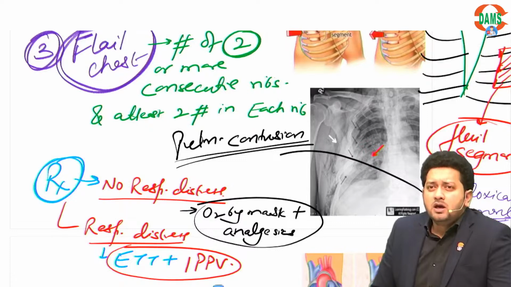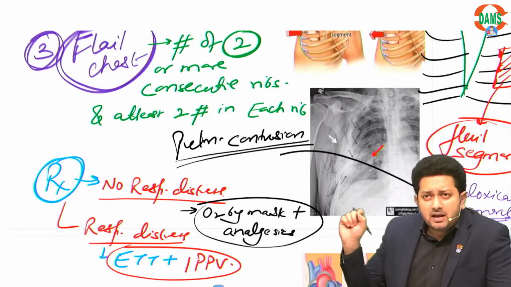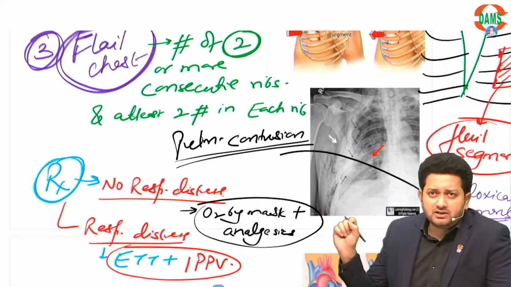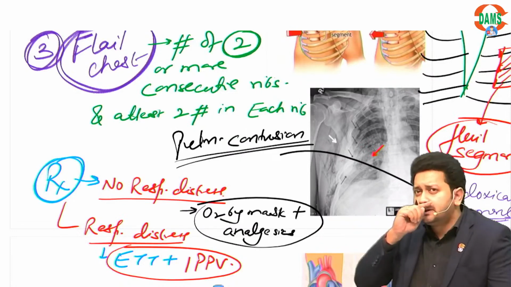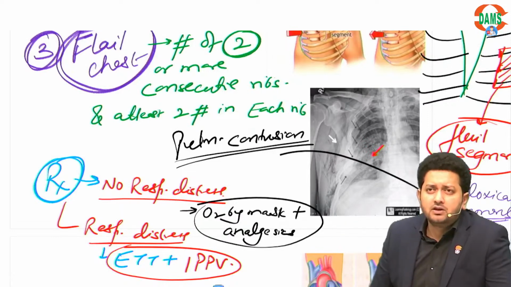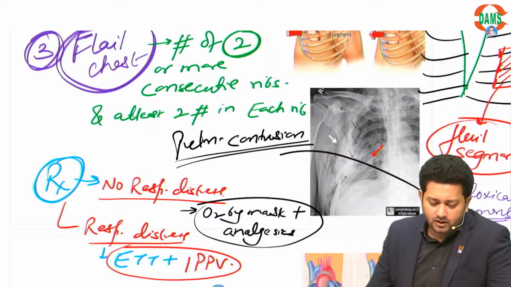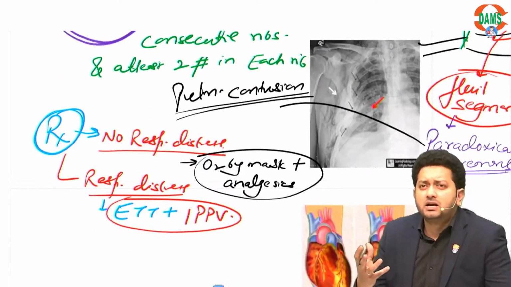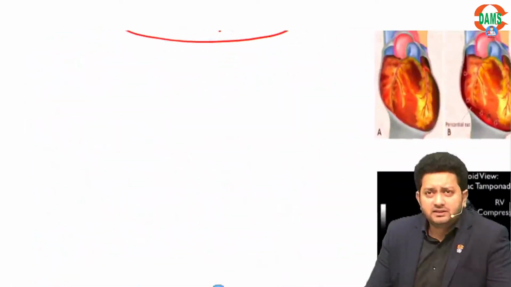Okay, so be very cautious when you answer a question on flail chest. You have to see the clinical condition of the patient. For respiratory distress, you intubate and put the patient on positive pressure ventilation. If there is no respiratory distress, then give oxygen by mask and analgesic. No wiring, no strapping. Don't try to join the fractured ribs. So this is the third condition, flail chest.